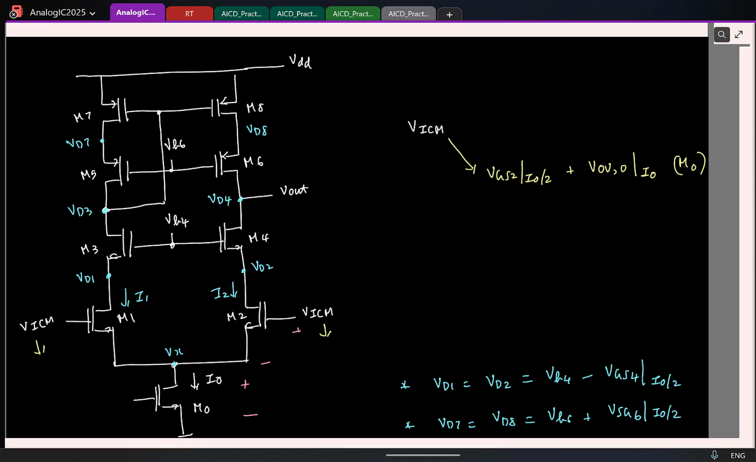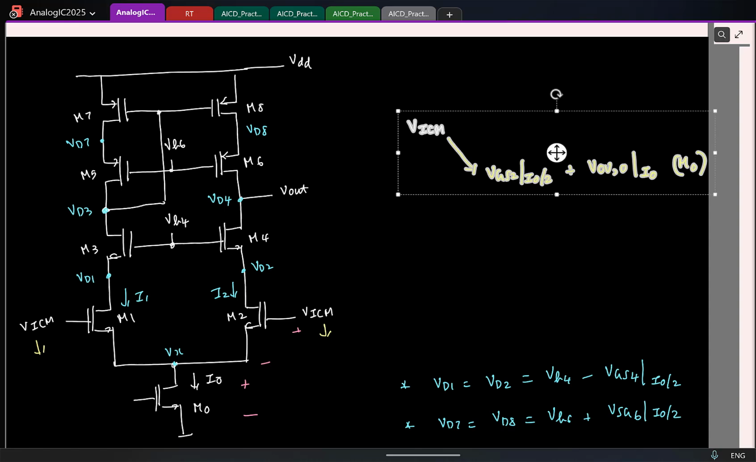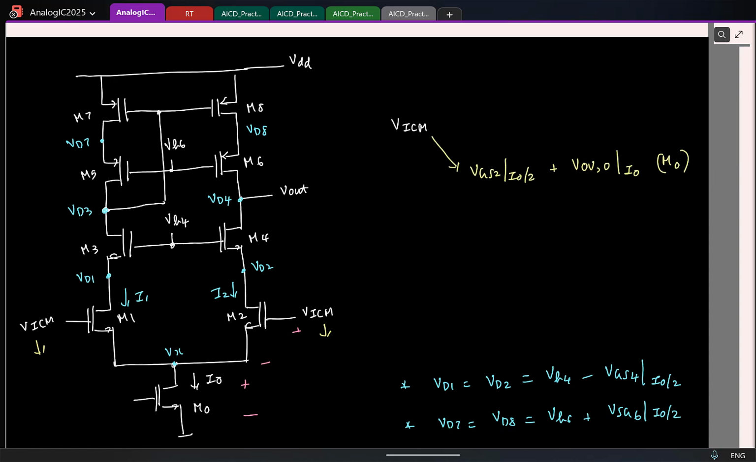Is it clear? You'll try to write it directly. If not, you can do the same. You can find out what voltage is limiting the transistor to be out of saturation, and then write it slowly. You find what is the minimum this voltage can have, and then in terms of this voltage you can write what is VICM. Same thing. Any confusion on how I wrote this? Okay, so let's move on.